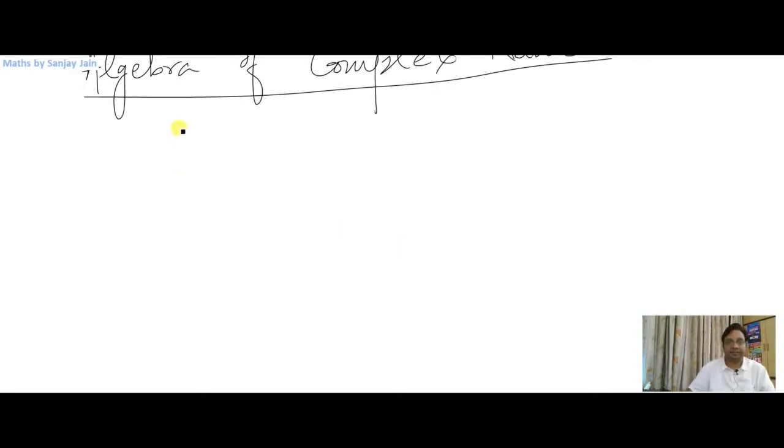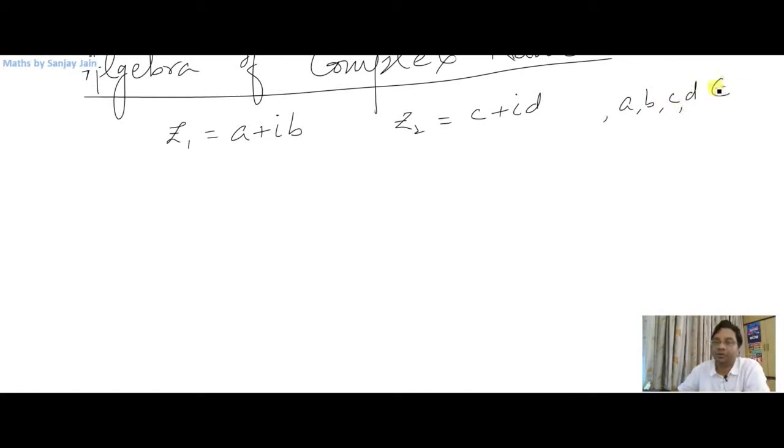So let us say we have two complex numbers, z1 = a + iota b and z2 = c + iota d. When I say that these are complex numbers, I also need to mention that a, b, c, d belong to real numbers, so that I am able to identify which part is the real part and which part is the imaginary part. If I do not say this, then I am not sure which part is real part, which part is imaginary part.